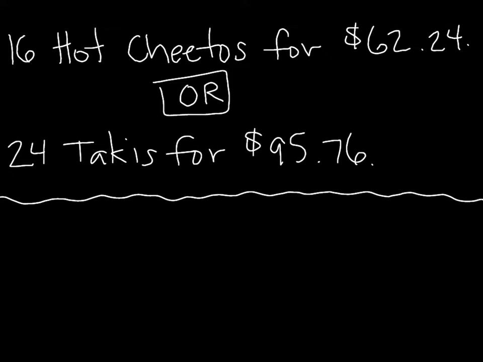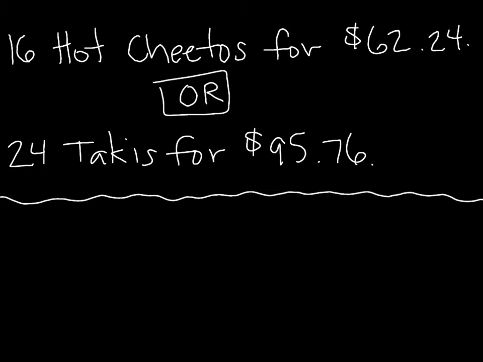Hi everyone, today we're working on the I can statement, I can determine the better buy. And this one's a really important one because we always want to get the most for our money. So we're going to take a look at two different things and then compare them and figure out which is the better deal. So 16 hot Cheetos for $62.24 or 24 Takis for $95.76.